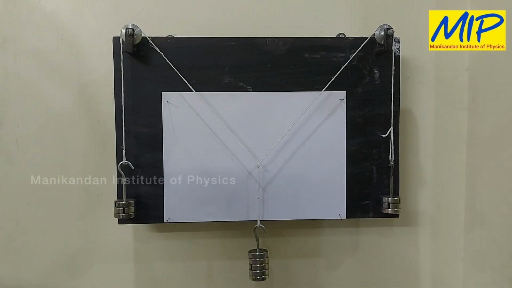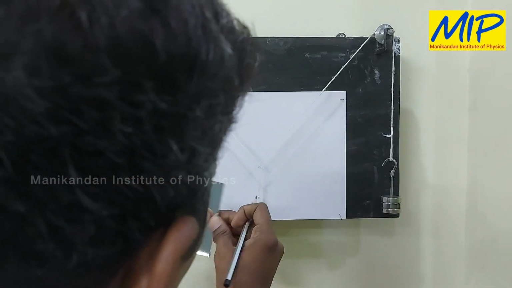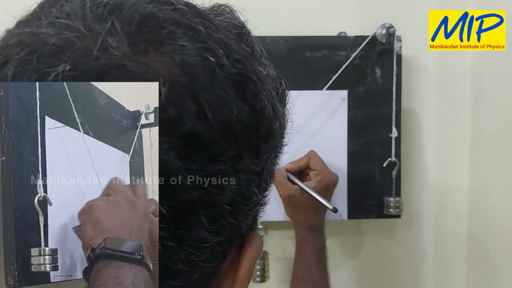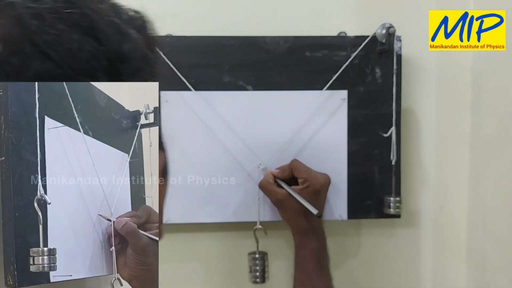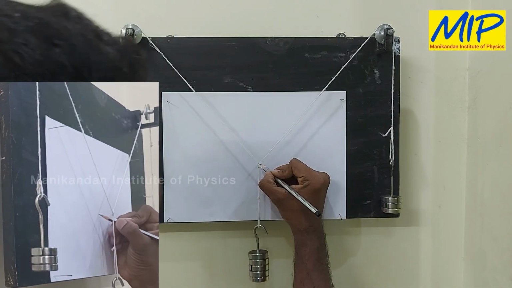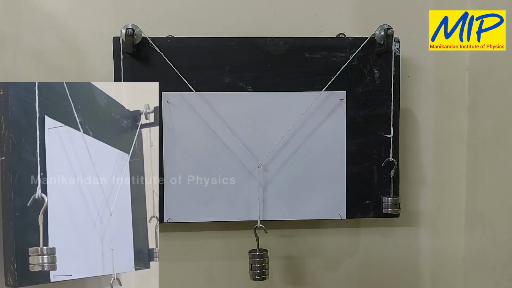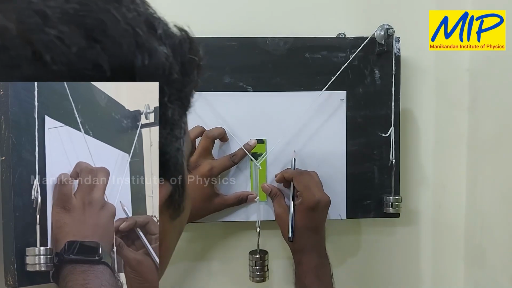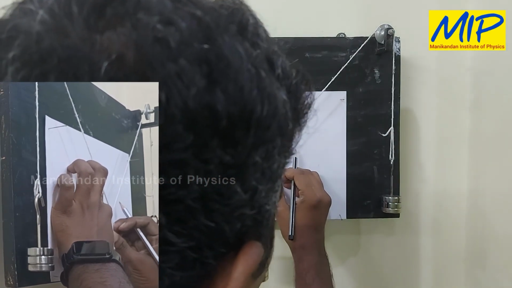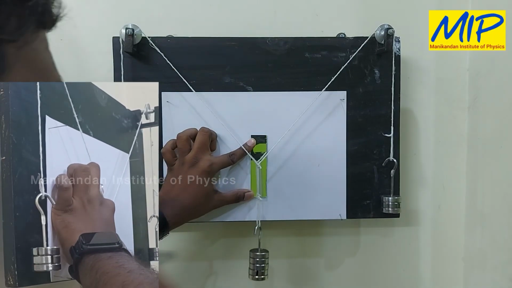We are going to take a glass strip here and place it here. First we are going to take the midpoint. So we are going to take the exact midpoint of this knot. Okay, this is my midpoint of the knot. Now I am going to place this glass strip here to measure the exact projection of this thread on the white paper.